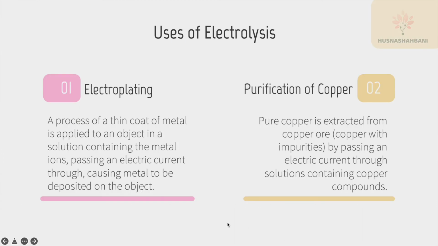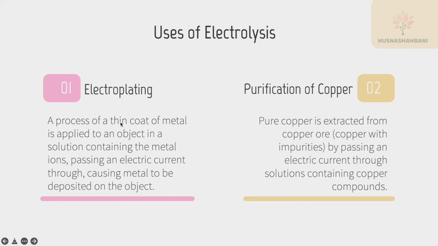Uses of electrolysis. It can be used for electroplating and purification of copper. Electroplating is a process where a thin coat of metal is applied to an object in a solution containing the metal ions, passing an electric current through, causing metal to be deposited on the object.